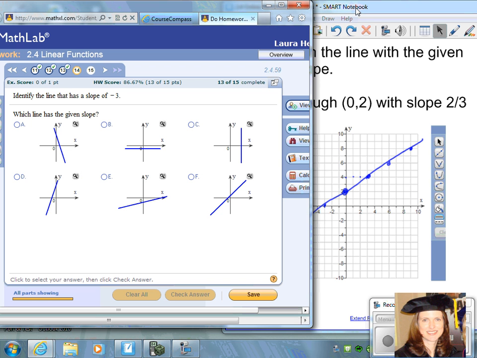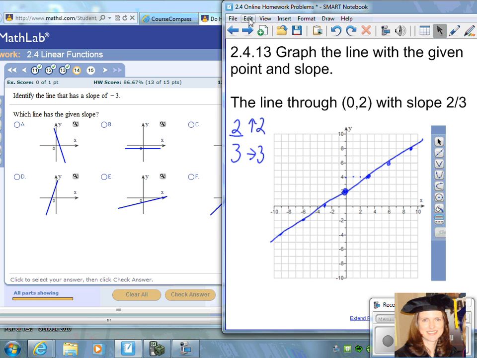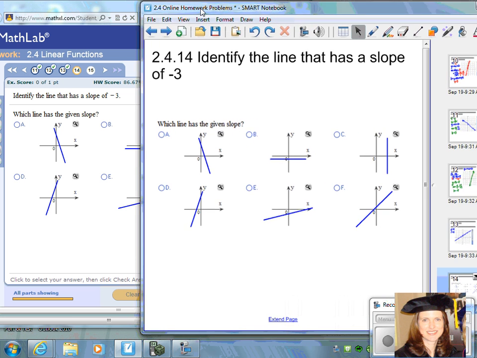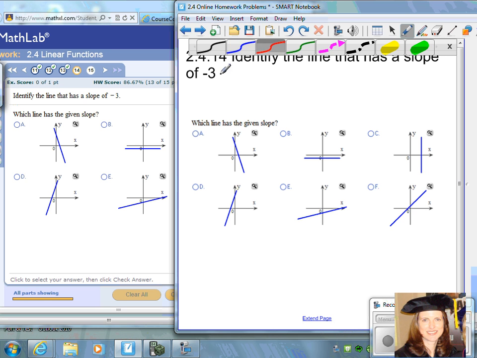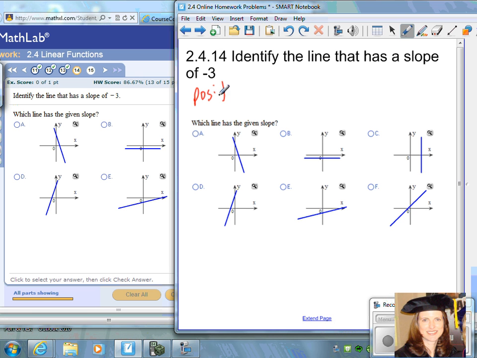All right, in this one, on question number 14, we want to identify the line that has a slope of -3. If you have a line with a positive slope, that line is going to go up the page from left to right. If the line has a negative slope, that is going to go down the page from left to right. So if it has a slope of -3, that's probably going to be choice A. You see it goes down the page.